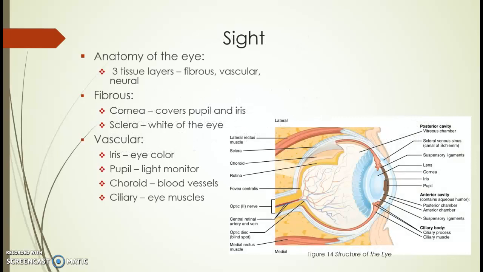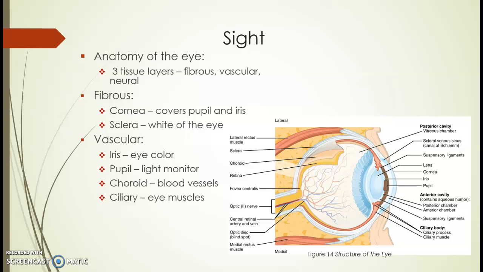The first sense used is going to be the sense of sight. Anatomy of the eye. There are 3 layers in the eye: the fibrous layer, the vascular layer, and the neural layer. In the fibrous layer, the cornea is the clear part of the front of the eye that covers the pupil and the iris. It, along with the sclera, which is the outer white part of the eye, makes up the fibrous layer. The vascular layer contains the iris, the pupil, the choroid, and the ciliary body.